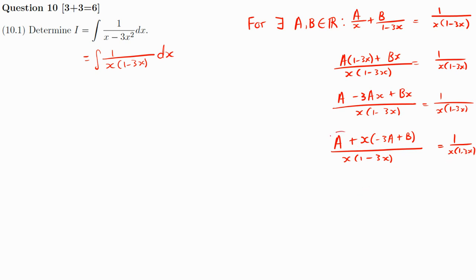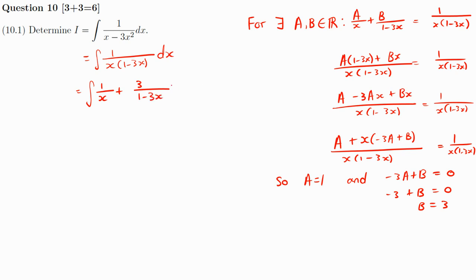So for this to be true, this has to be equal to the other side's constant. So a is equal to 1. And minus 3a plus b should be equal to that side's x coefficient, and there are no x's on the other side. So this will just be equal to 0. And we already have a is equal to 1. So b will be equal to 3. Perfect. So now we can change this integral to 1 over x plus 3 over 1 minus 3x.